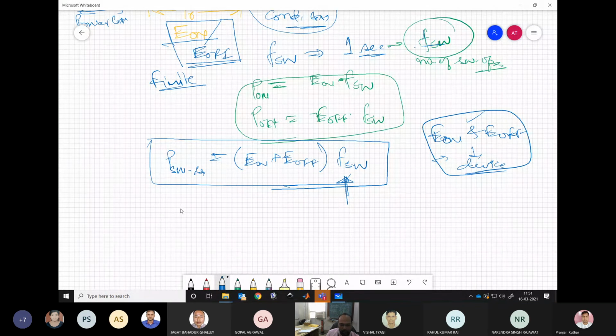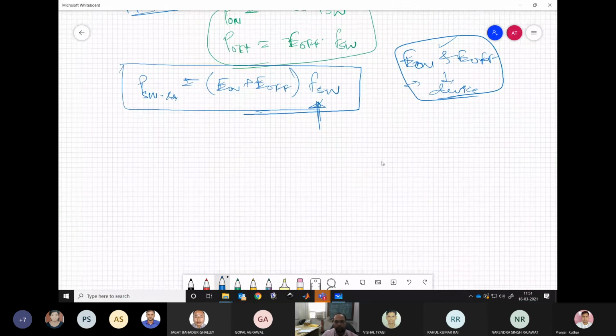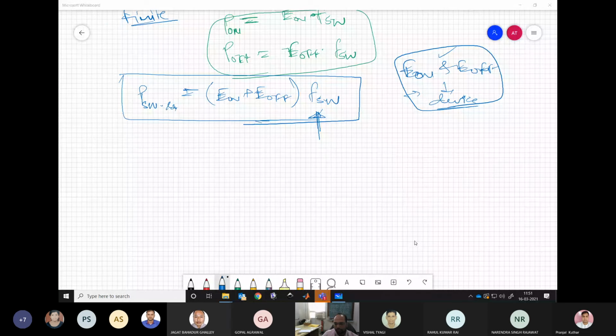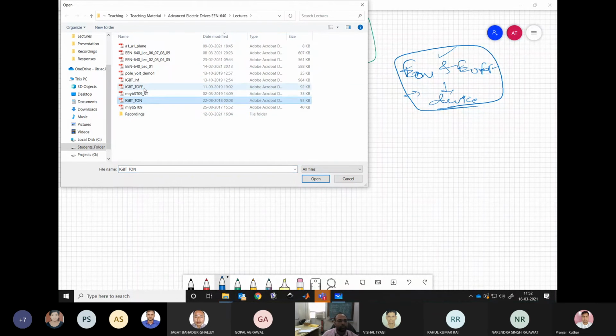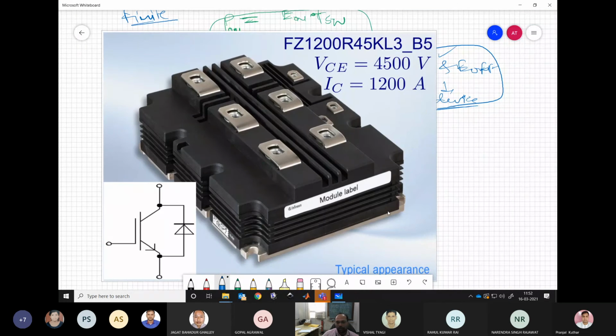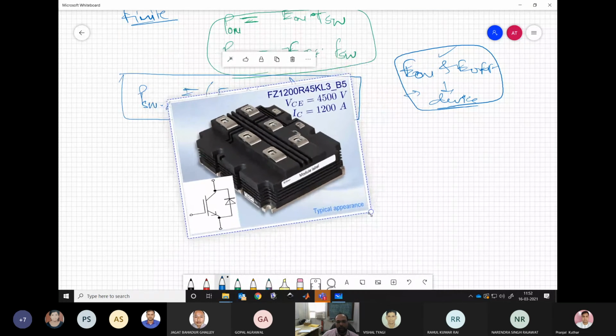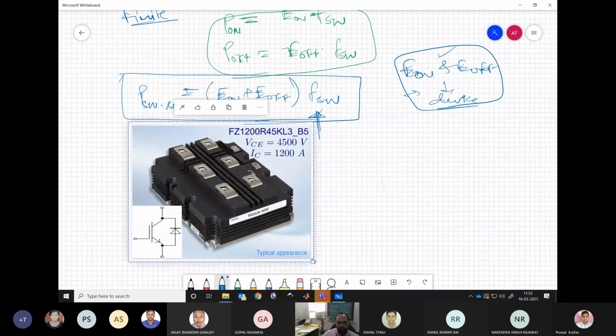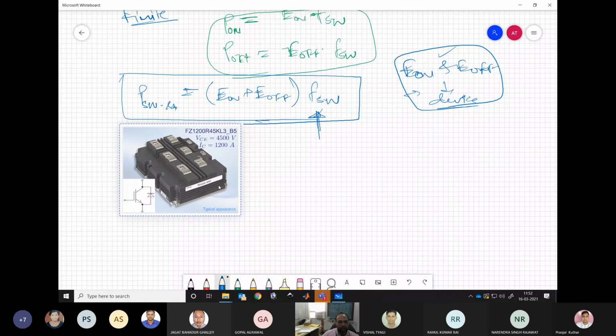Now for very high power devices, let us say one example I will give for a practical device. This is a practical device which is Infineon make, and the properties are written. This is one single IGBT with anti-parallel diode. You can search the data sheet and see the characteristics also. It has a voltage rating of 4.5 kilovolt and a current of 1.2 kiloampere, which means this is a high power device.